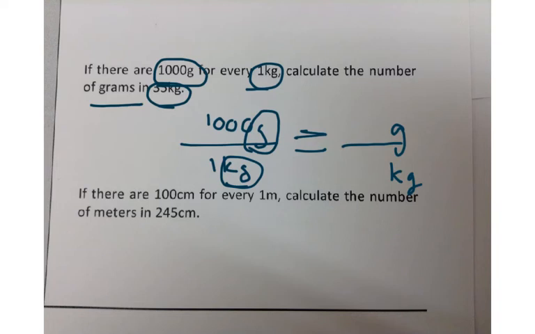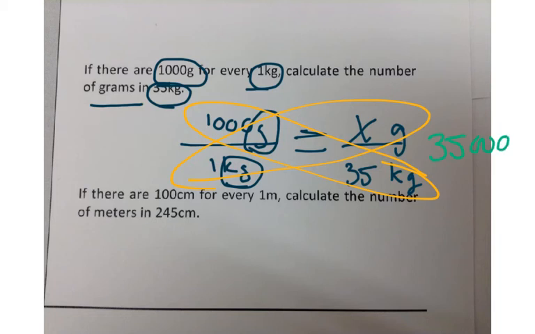So now I'm ready to fill in my numbers. It says calculate the number of grams. So I'm trying to figure out grams in 35 kilograms. Okay, so I'm going to put 35 kilograms. And I know that proportionally it's going to be the same as 1,000 grams to 1 kilogram. So now all you need to do is cross multiply and solve for x. And when you do solve for x, you get 35,000 grams.